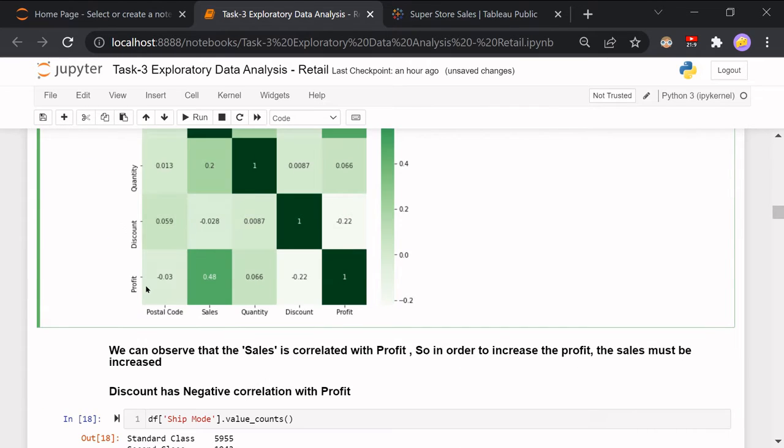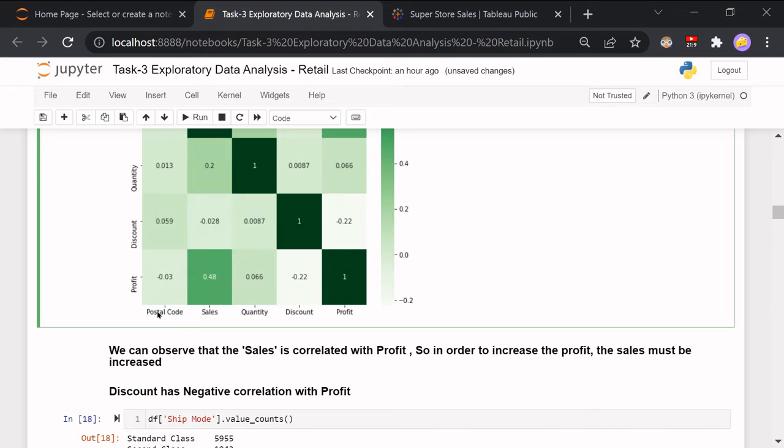Here you can see that the most important thing is that profit is negatively correlated with discount. That is, they are inversely proportional. If the discount is increased, the profit will be less.